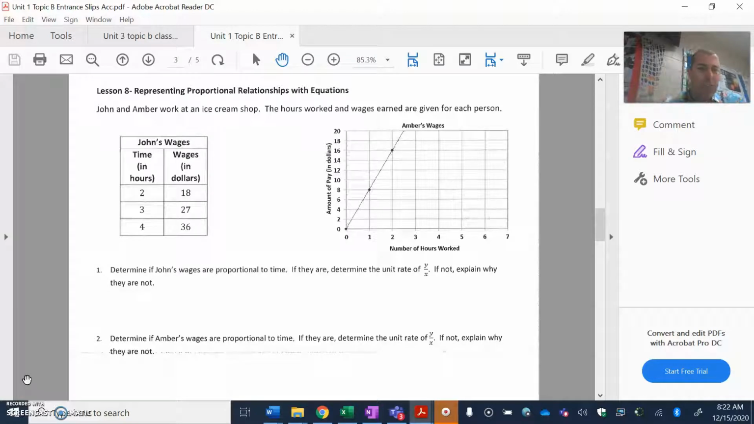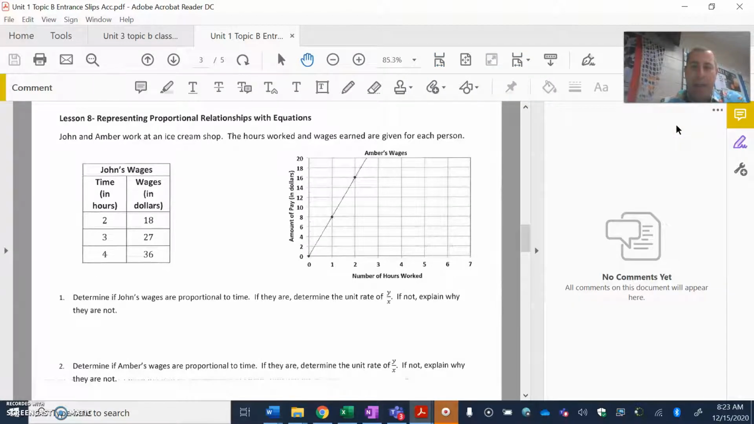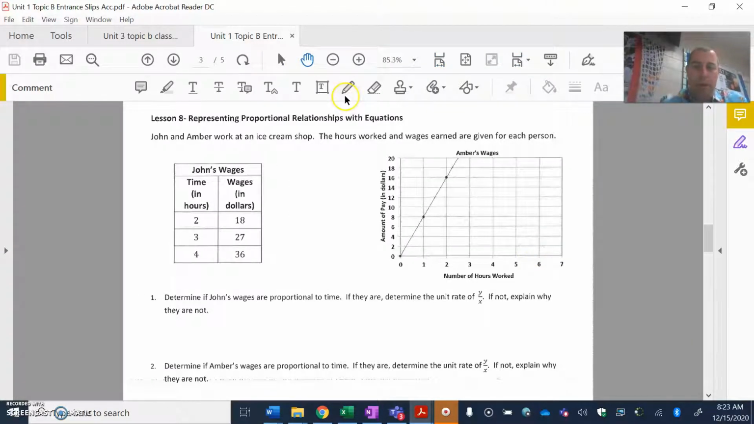We got John and Amber. They work in an ice cream shop. The hours worked and wages earned are given for each person. All right, so I got John over here on the left, and then we've got Amber over there on the right. Okay, so it says determine if John's wages are proportional to time. If they are, determine the unit rate. Okay, remember y divided by x. If not, explain why or why not.